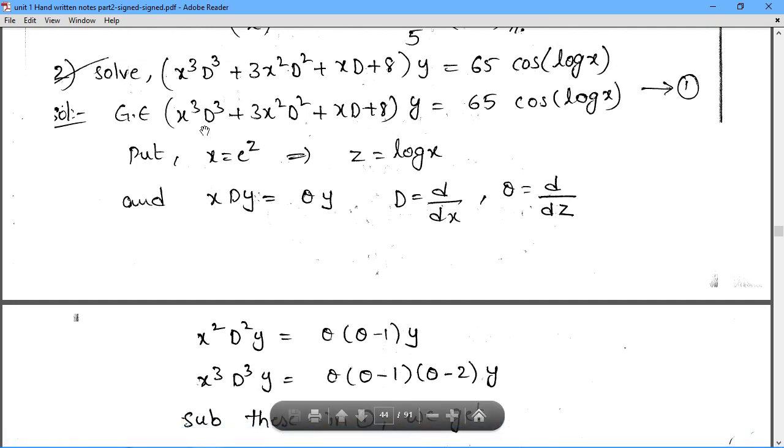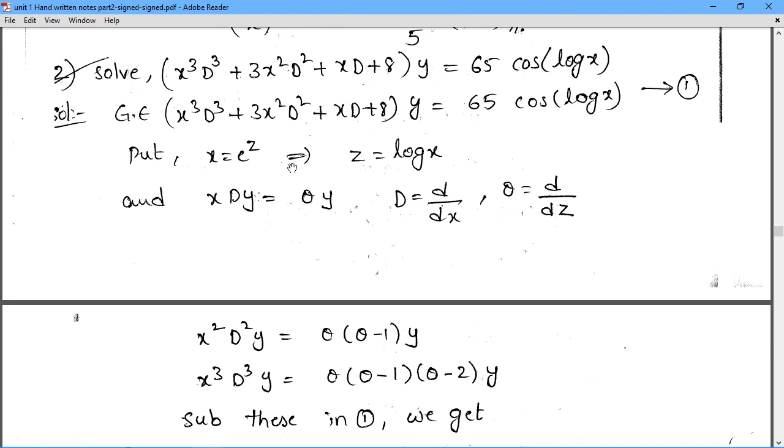Now coming to another sum, solve the third order DE, that is x cube D cube plus 3x square D square plus x D plus 8 of y is 65 cos log x. So here a third order differential equation of Cauchy type is given, because of the terms like x power n D power n. So x cube D cube plus 3x square D square plus x D plus 8 of y is 65 cos log x. To solve this we have to reduce the equation into a linear differential equation with constant coefficients.